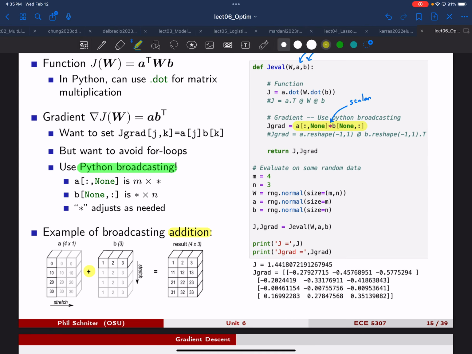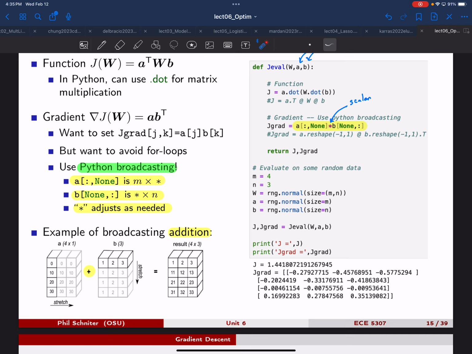So again, this A colon comma none is going to be an M by something matrix. B none comma colon is a something by n matrix. And NumPy is smart enough to adjust that inner dimension as needed to make this work. So it's kind of a cool thing. Once you get used to it, it's pretty natural. It might look strange at first.